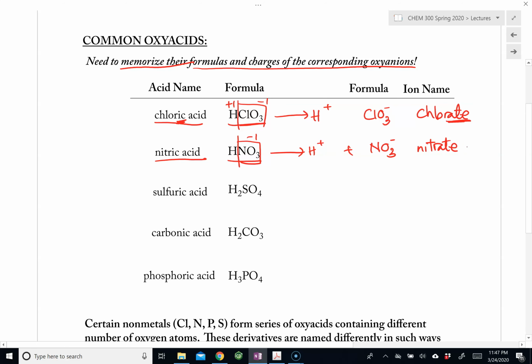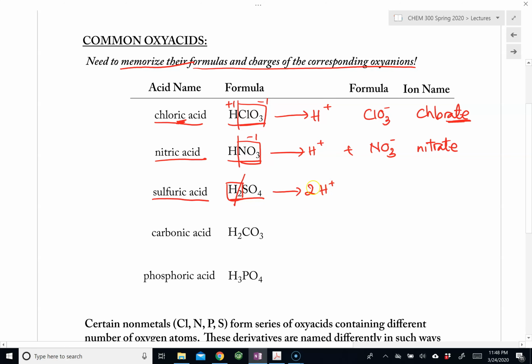Another one to remember is sulfuric acid. And please notice that sulfuric acid is different than hydrosulfuric acid. The chemical formula of sulfuric acid is H2SO4. And here in this case, we will notice that sulfuric acid has 2 hydrogens in it. So technically speaking, it actually produces up to 2 hydrogen ions. So these 2 hydrogens break apart to become 2 hydrogen ions.